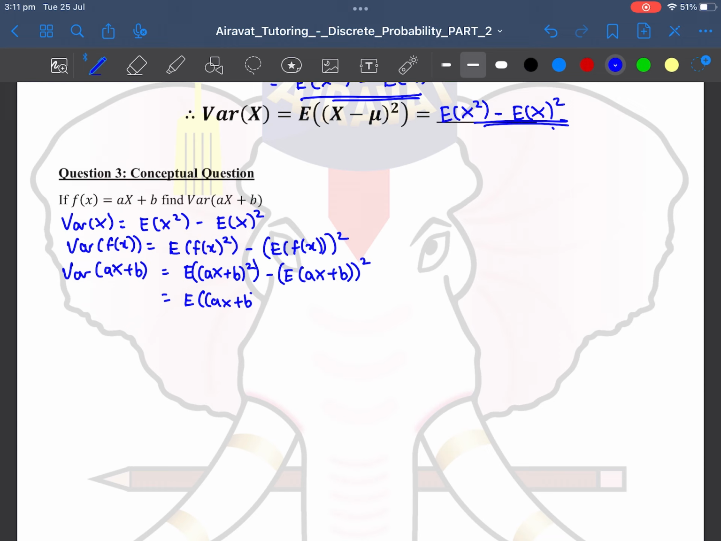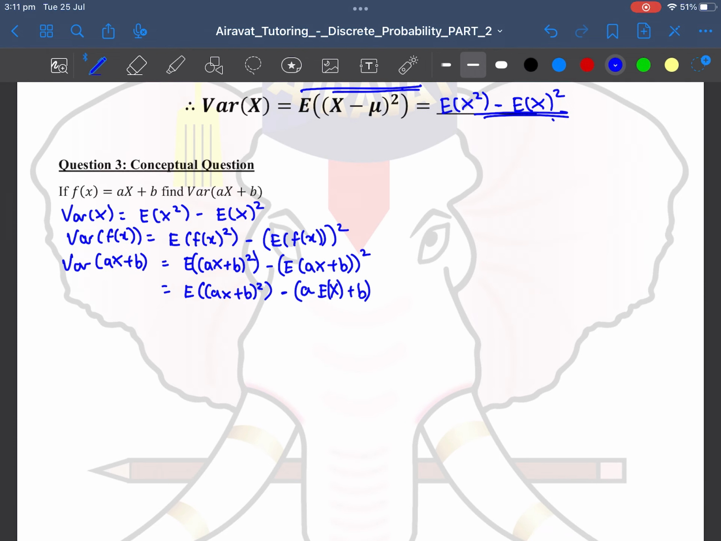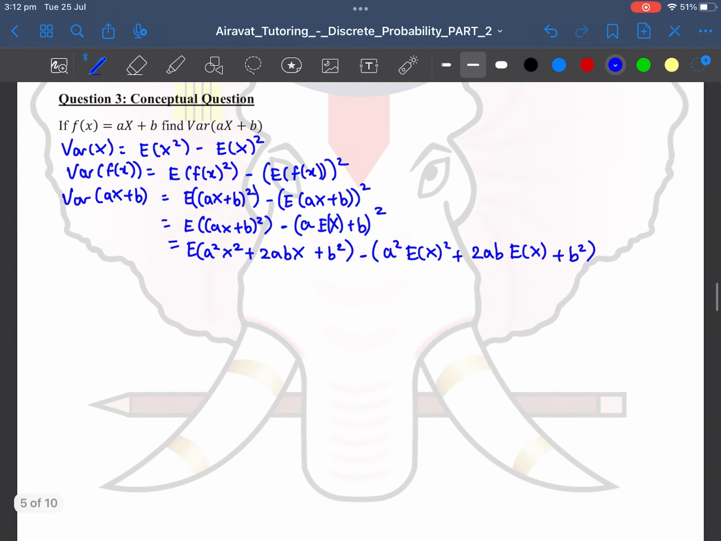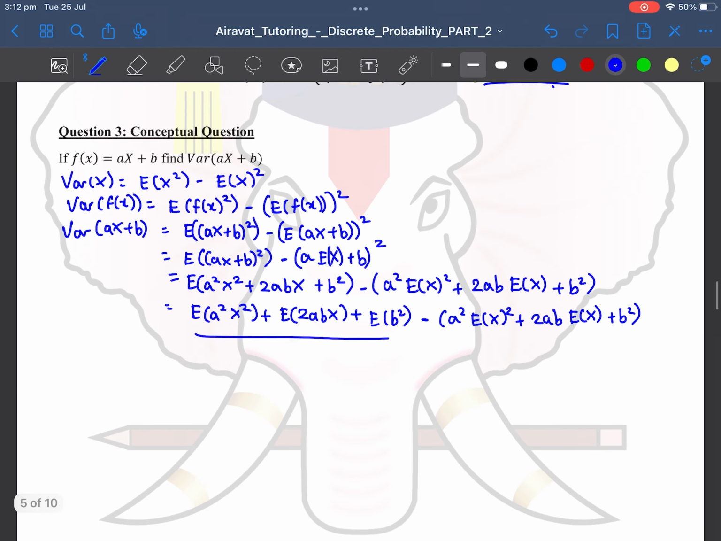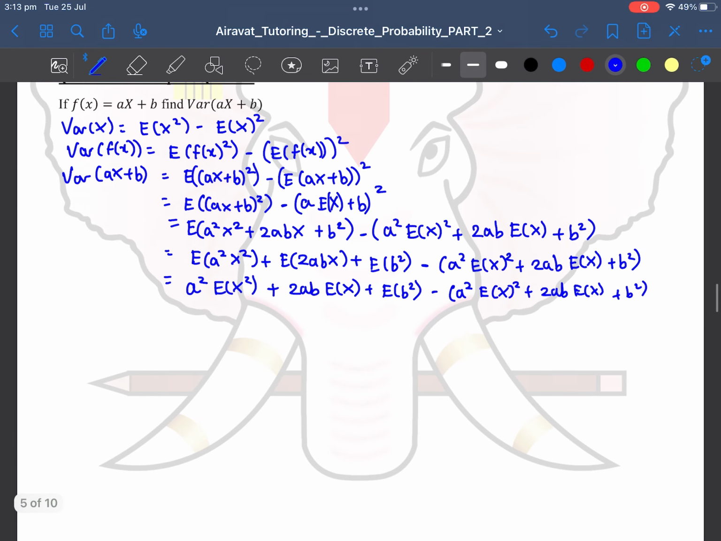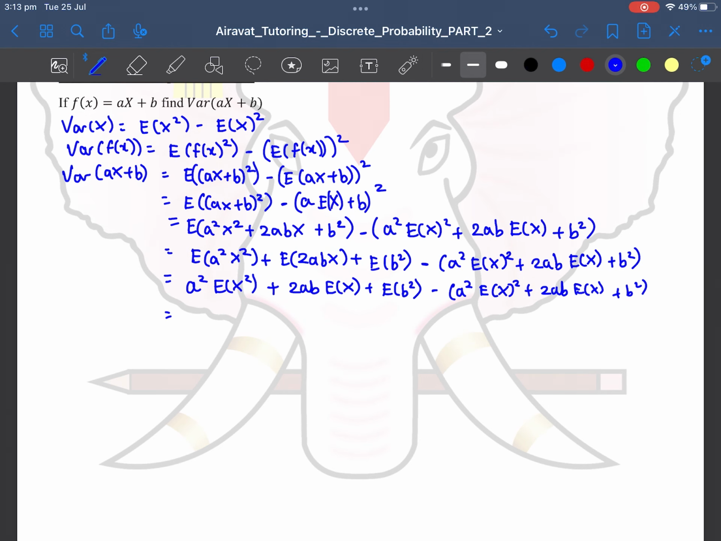E of aX plus b squared minus, what we can now do is write this as a times E of X plus b, as we derived before. This is just the linear transformation formula for mean, and then square the whole thing. Now I'm going to expand this term over here. Again, I'm going to split this into smaller terms. Alright, now we can cancel some terms out after the next line. So wait, we're almost there.